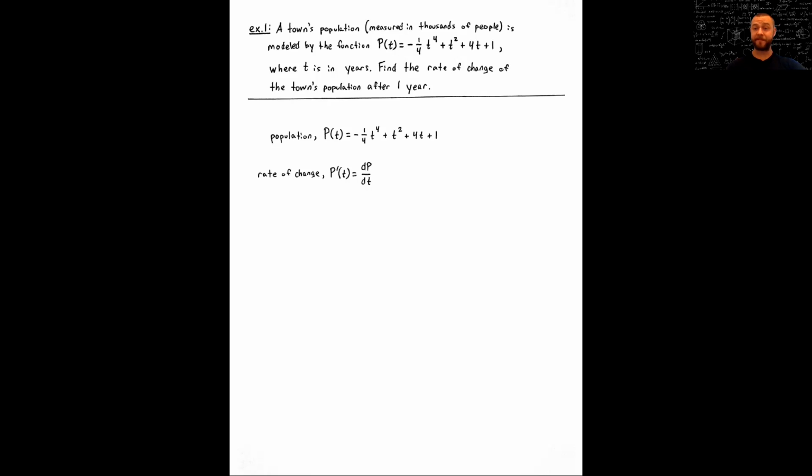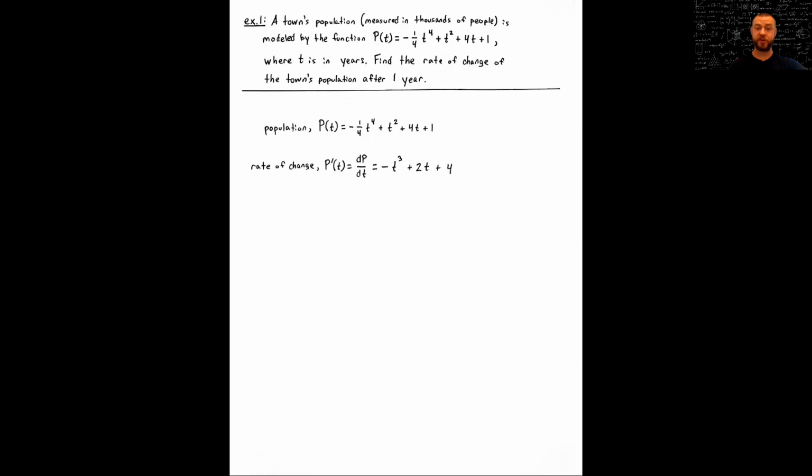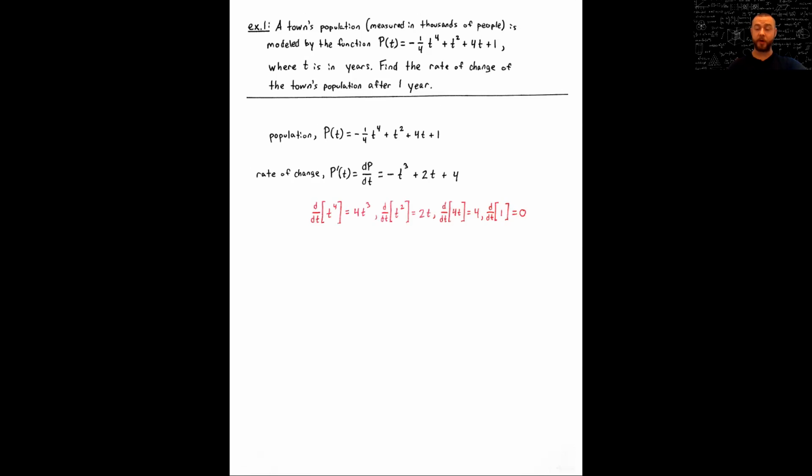All right, so for that function, it's pretty straightforward to calculate the derivative. We don't need product or quotient rule, just basic power rule. So we should get our derivative as negative t cubed plus 2t plus 4. There's some work right below here just to make sure you can calculate the derivative of each term individually. And we're pretty much done at this point.